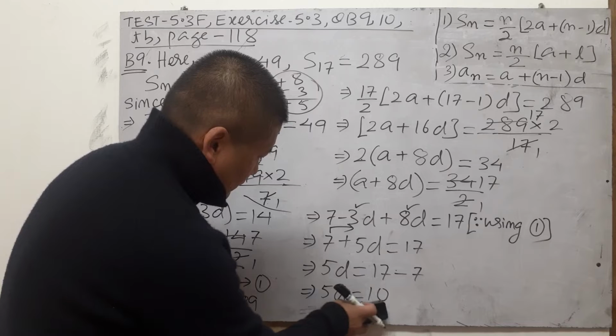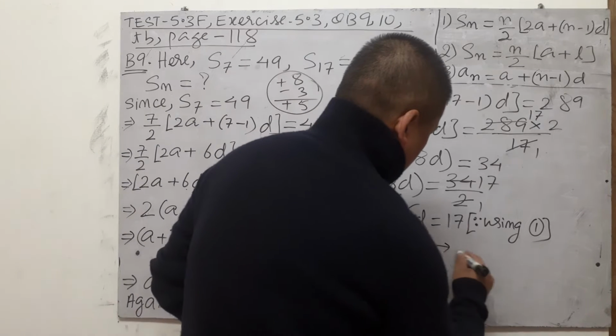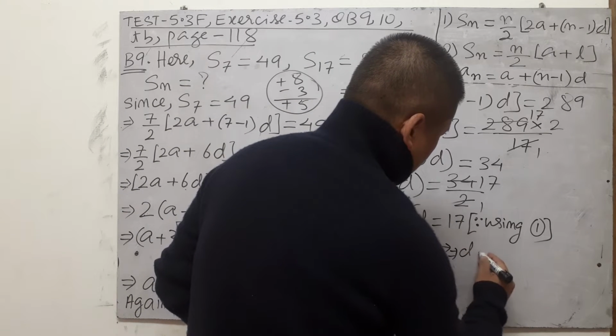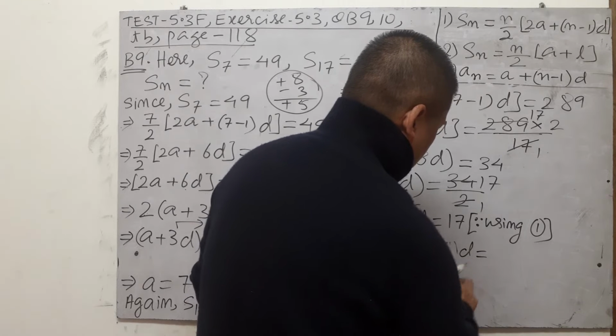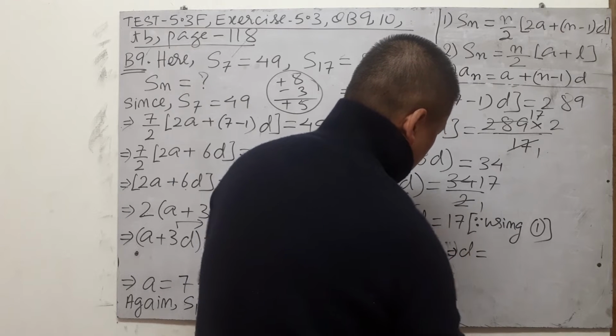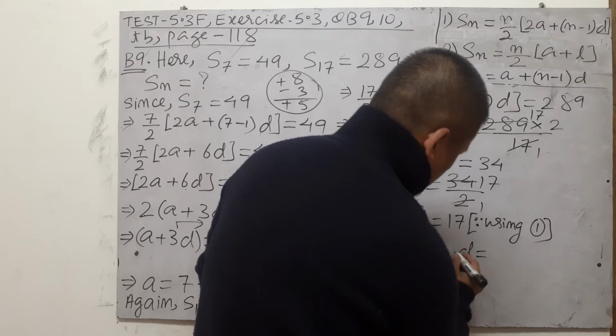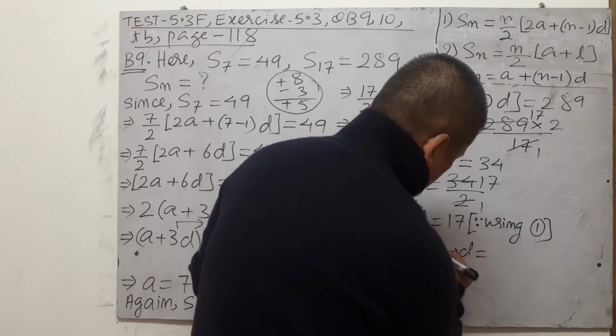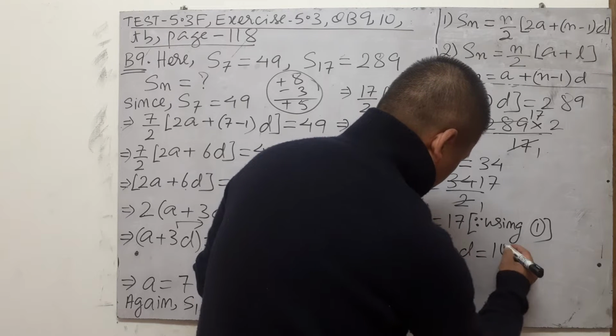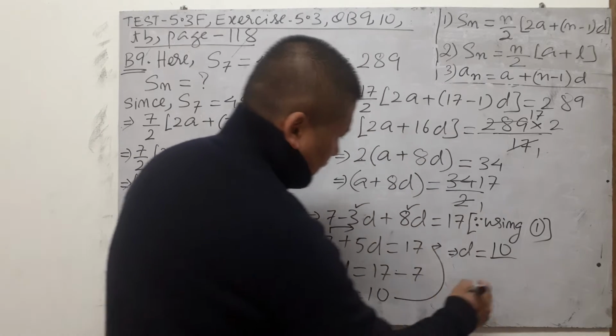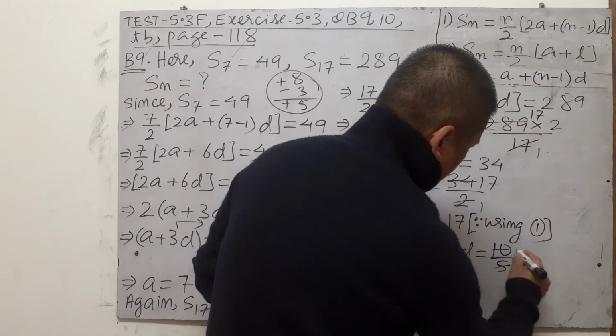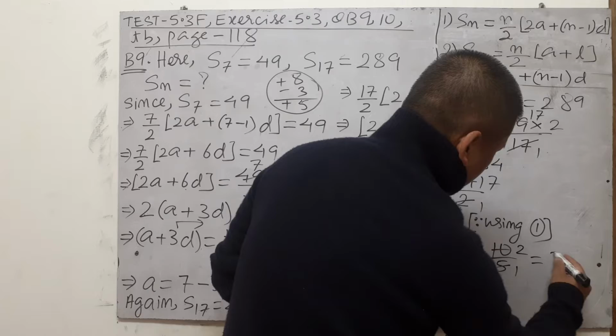You can go that side for spacing. So d equal to 10 divided by this 5 will come down. So 5 ones are 5, 5 twos are 10. So d value is 2 by 1, means 2.